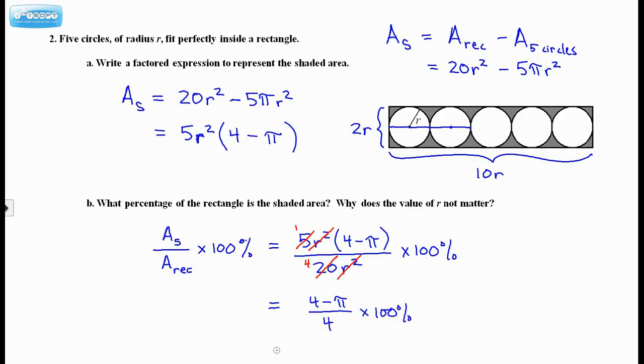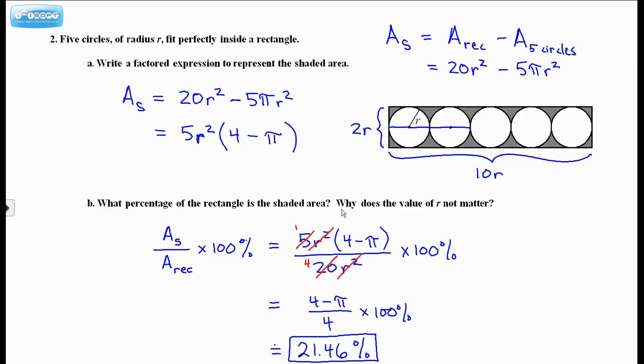So I'll take my calculator. I know I'm going to get a decimal. So 4 minus pi equals, make sure you hit equals, then divide it by 4, and then you multiply it by 100, and you get approximately 21.46%. Okay, so that's the answer to the first part.